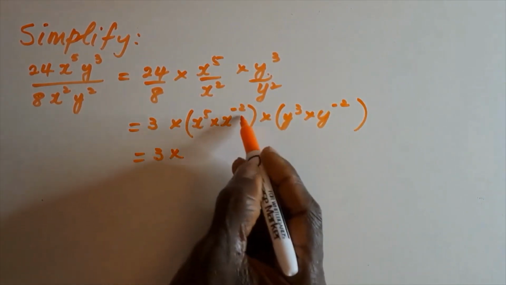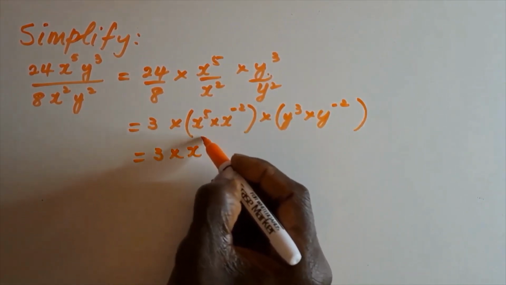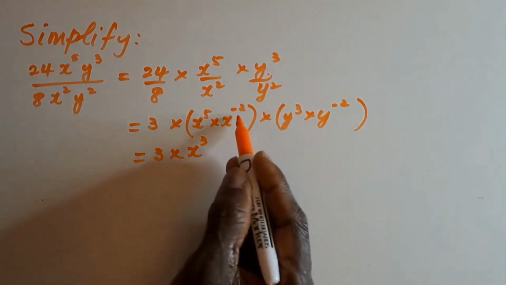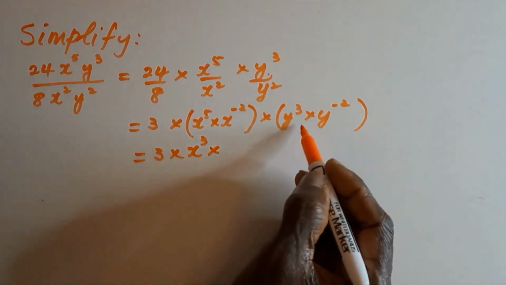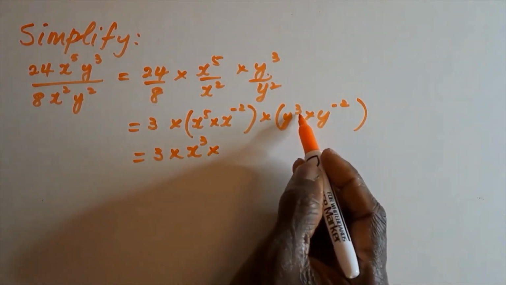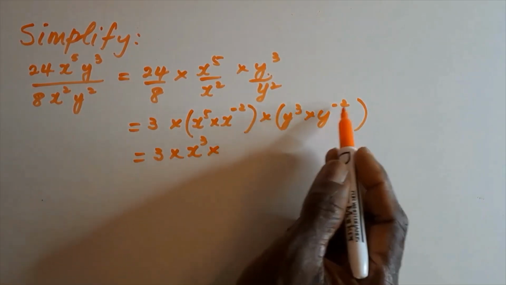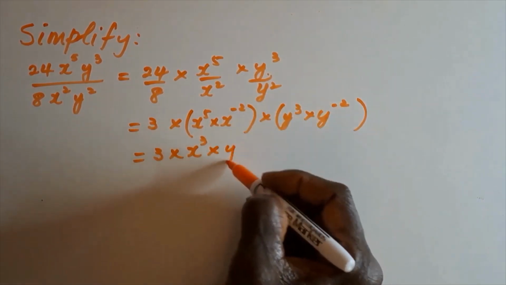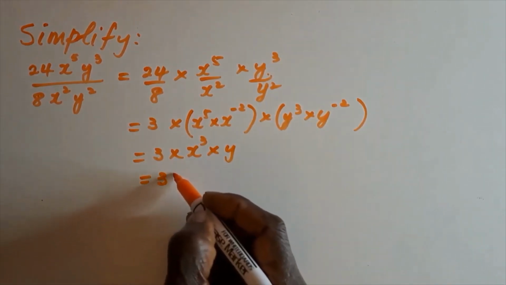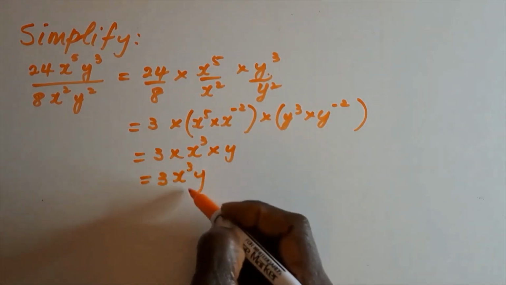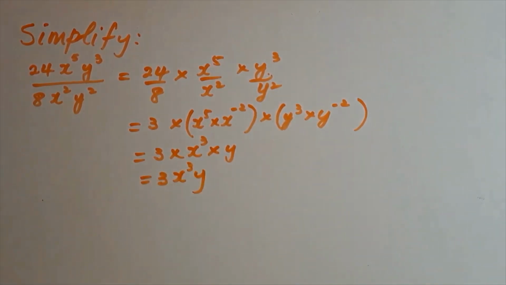3 times, we have x cubed, because we're adding indices. 5 added to -2 will give us +3 times y cubed times y to the minus 2. We add indices, we have just y. And so our solution, 3x cubed y. The simplest form of 24 x to the 5th y cubed divided by 8x squared y squared.